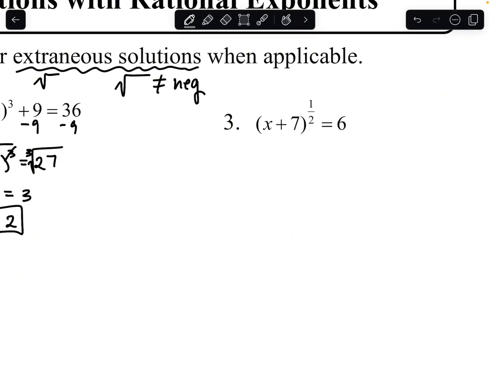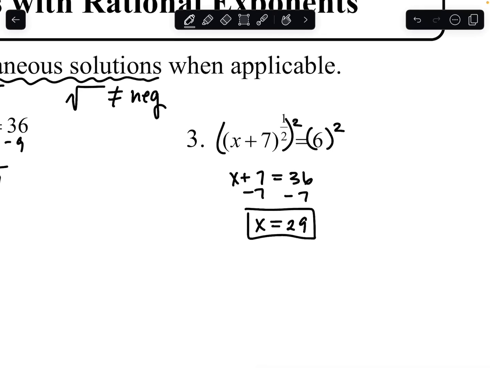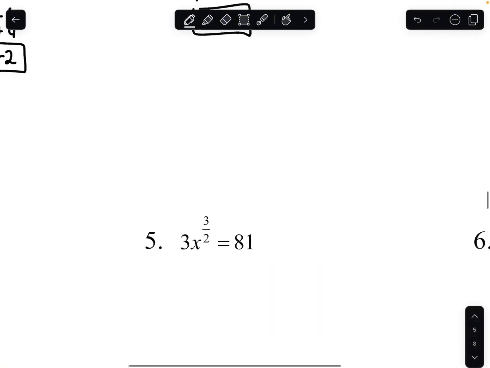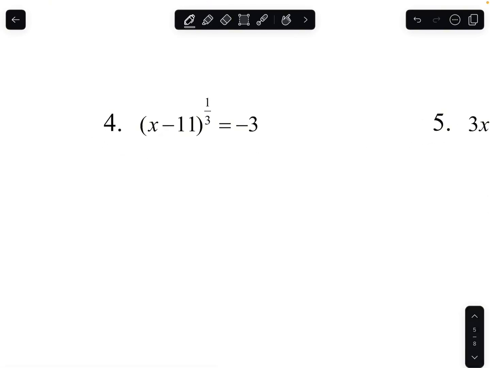Here we're trying to undo a 1/2 power, which is a square root, and so we need to square both sides. Subtract 7 and you get x = 29. As you're undoing the exponent, you can think of it this way: if it's raised to a 1/2 power, raise it to the reciprocal power. That will help us later when our numerator isn't a 1. Here we have a 1/3 power. We can undo that by raising it to a 3rd power.